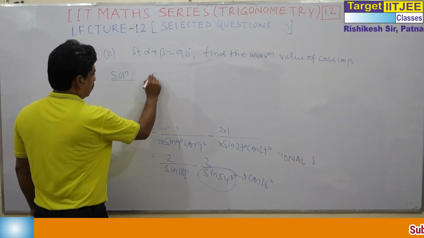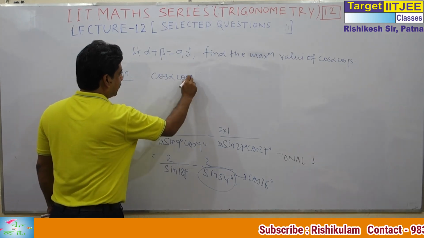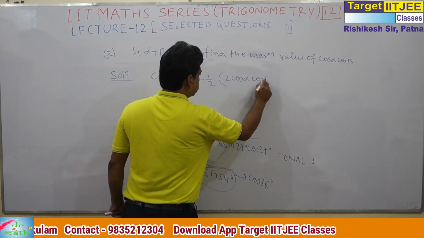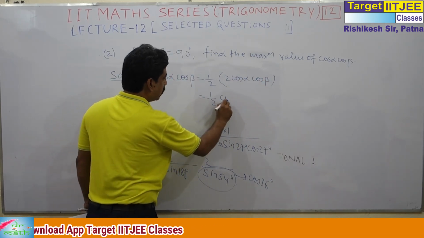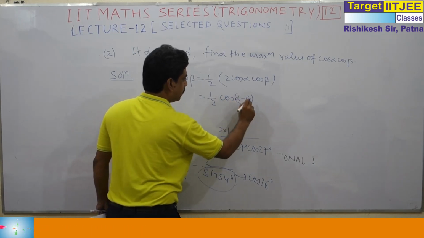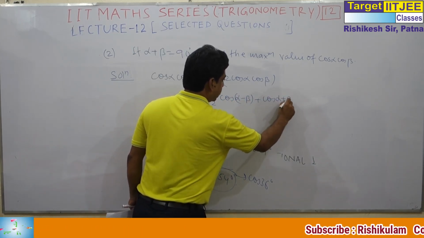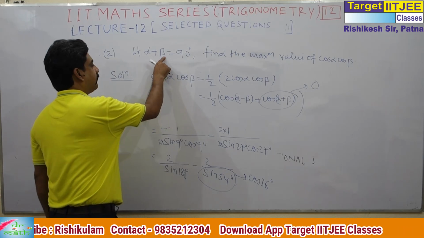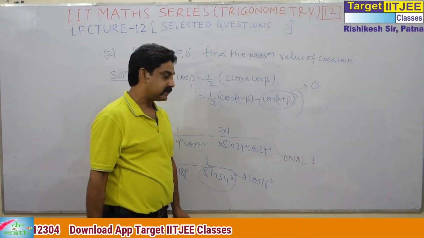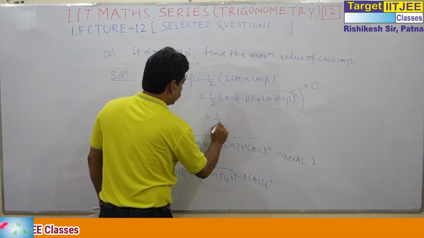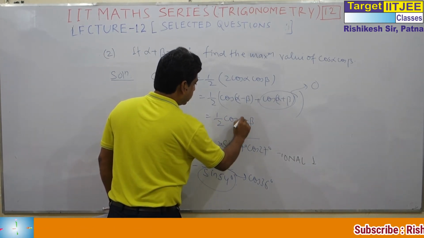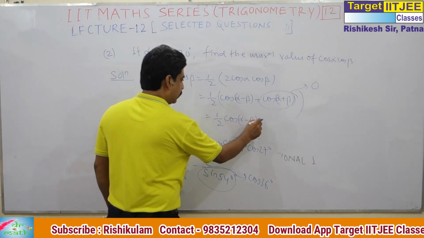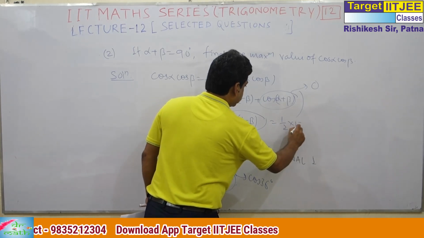See how, cos alpha into cos beta, you can write it as 1 by 2 into 2 cos alpha cos beta. Use the formula of 2 cos A cos B: cos alpha minus beta plus cos alpha plus beta. This will be 0. Why 0? Cos alpha plus beta is cos 90, and cos 90 is 0. So this is 1 by 2 into cos alpha minus beta. And what is the maximum value of cos alpha minus beta? Is it 1? Yes, it is 1. So put the maximum value: 1 by 2 into 1, which is 1 by 2.